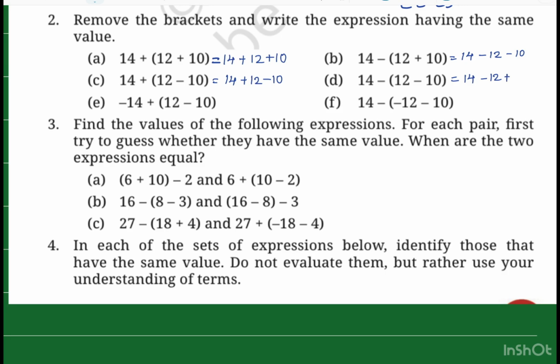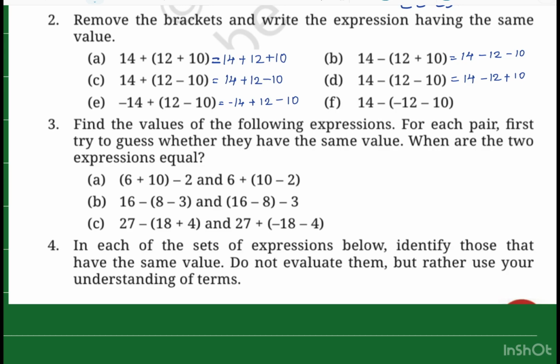14 minus 12 minus 10 become plus 10. Next question, minus 14. There is no bracket, so we can write minus 14 and a positive sign before the bracket, so there is no change in the signs of the terms. Minus 10, so minus 14 plus 12 minus 10 is the answer.